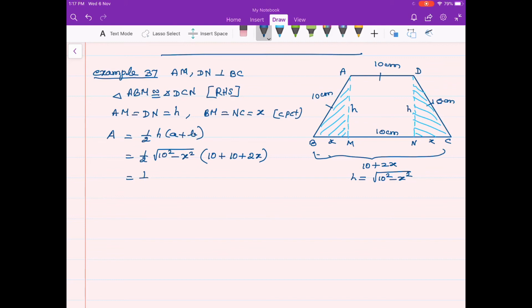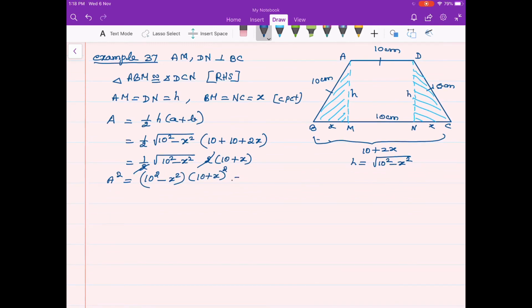We can take 2 out from this, which is 10 plus x. We will square both sides to remove the root sign. This is equal to, let us factorize the first term, (10 minus x) into (10 plus x) into (10 plus x) the whole square, which will become, I will take this as A1, (10 minus x) into (10 plus x) the whole cube.